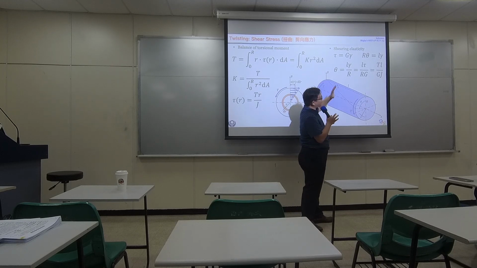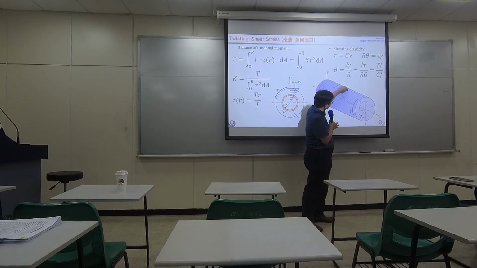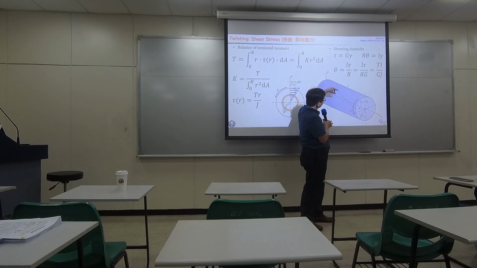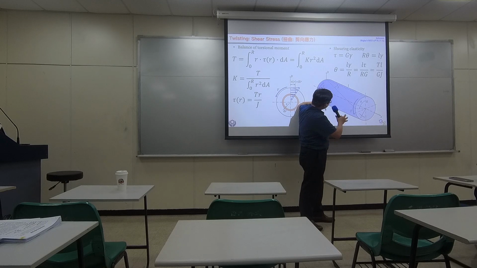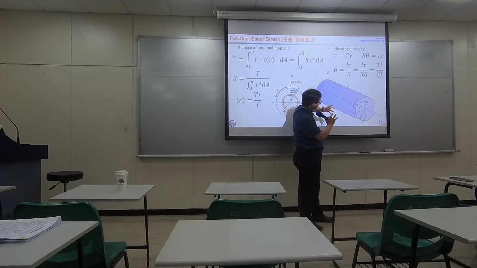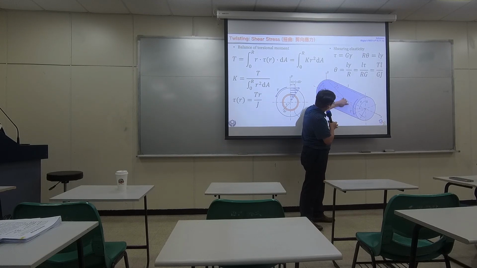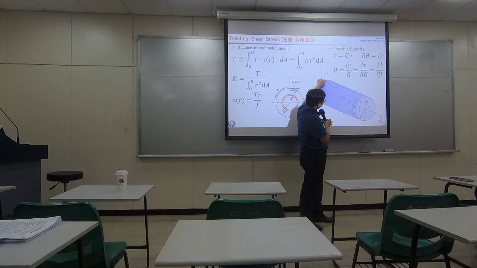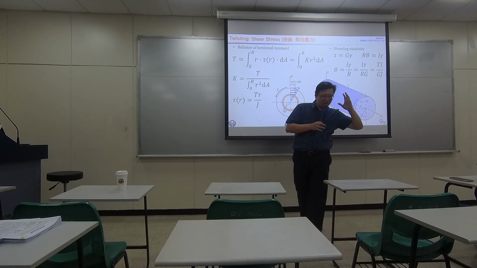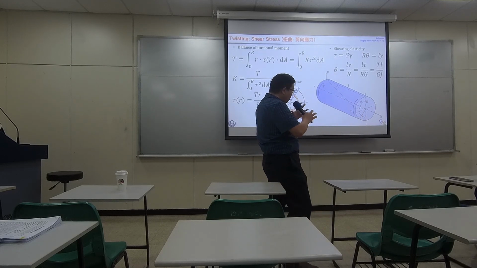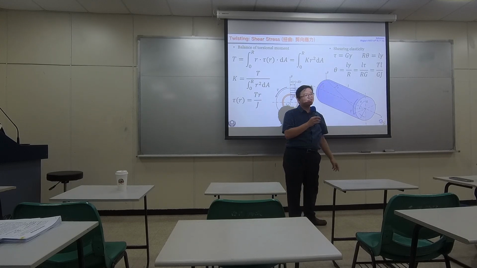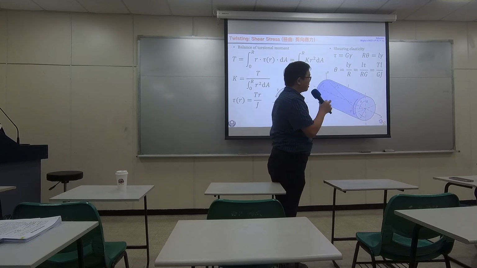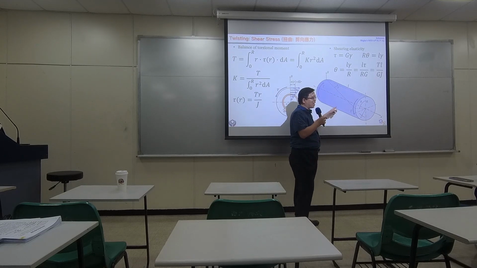And originally, before the twisting, there is a dashed line right here. And we exaggerate how the material was twisted. After you apply the torque, this dashed line was twisted to this new dashed line right here. If you have good imagination of a 3D object, you probably think, okay, this is not a straight line. It should be something like a curve.